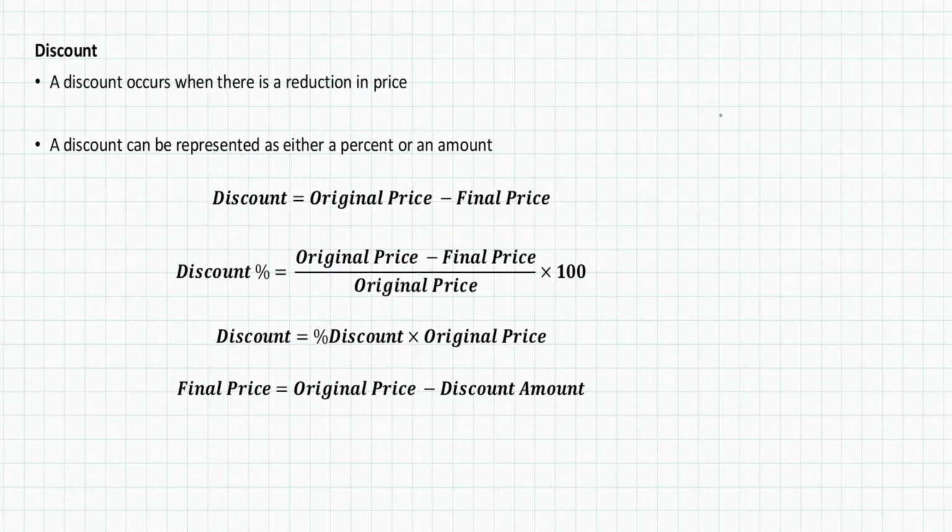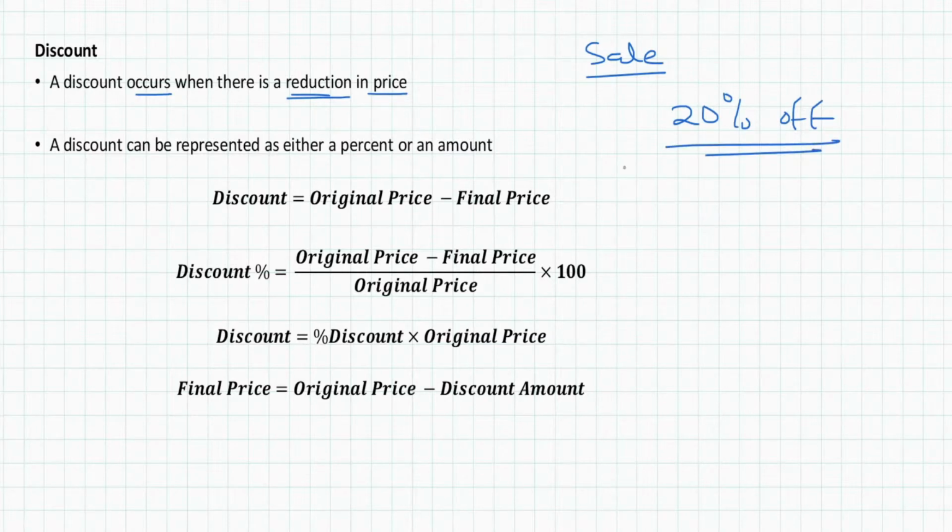Now, what is a discount? A discount occurs when you have a reduction in price. For those of us who go to the store a lot, especially the departmental stores, you may see something like a sale. That is also a discount. You may see something like 20% off. So those are signs that you have a discount.